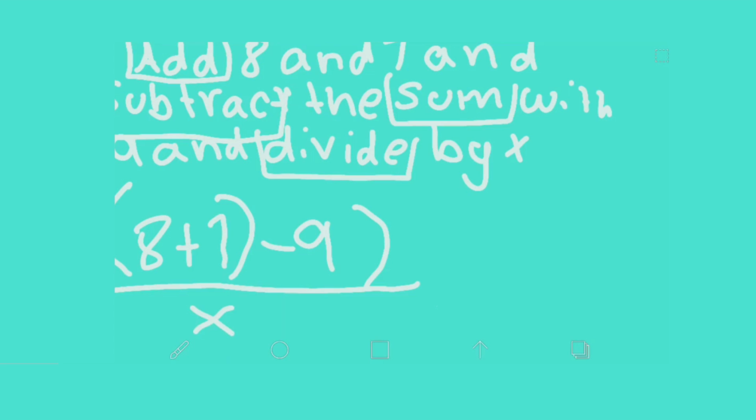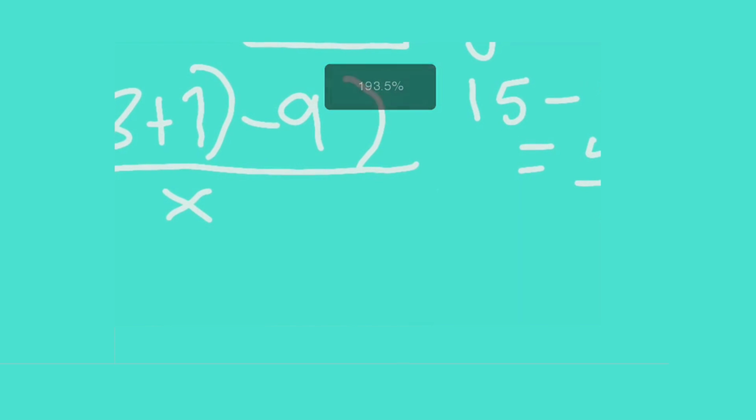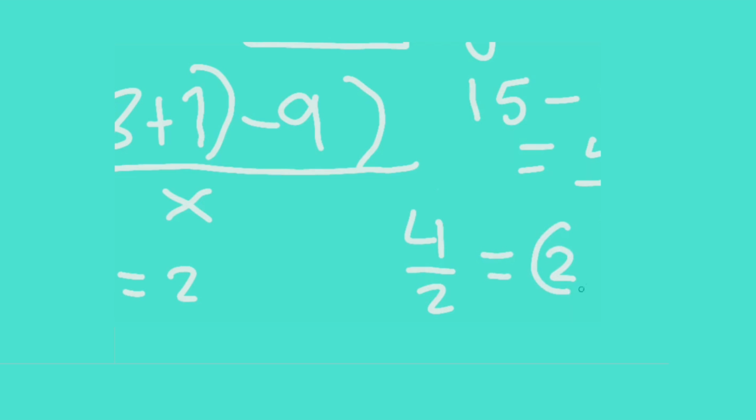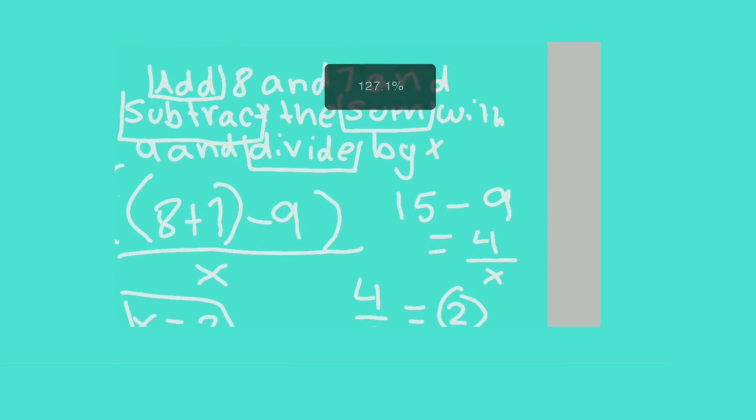So that would be 15 minus 9, which equals 4, divided by x. And let's say if x equaled 2, we would have to substitute that in, so it would be 4 over 2, and that would equal 2. So we subbed in, we also figured out all the key terms, and we solved this whole problem.